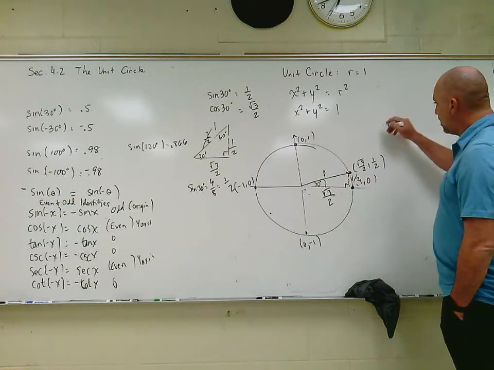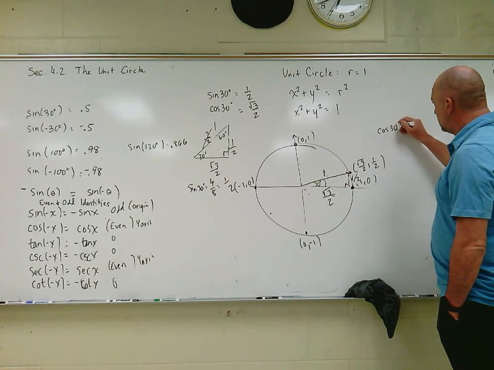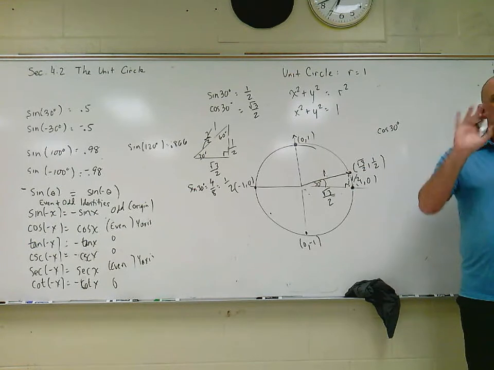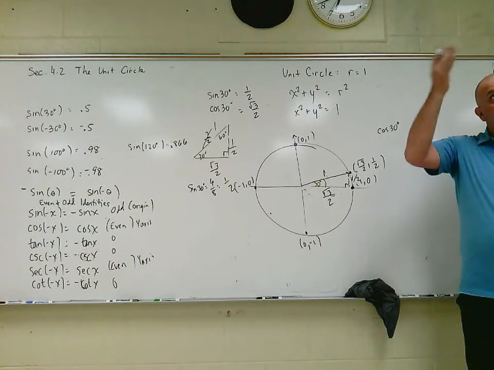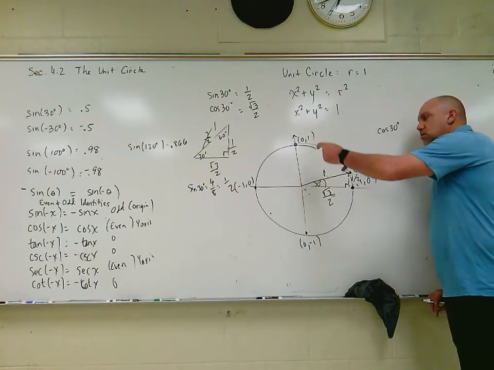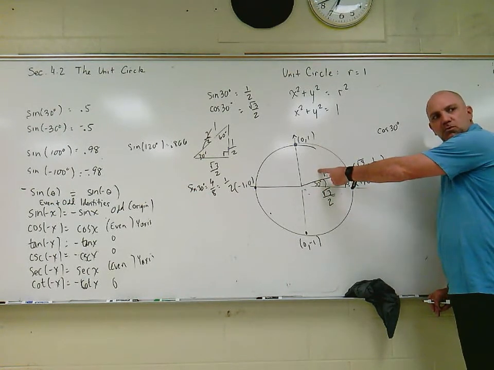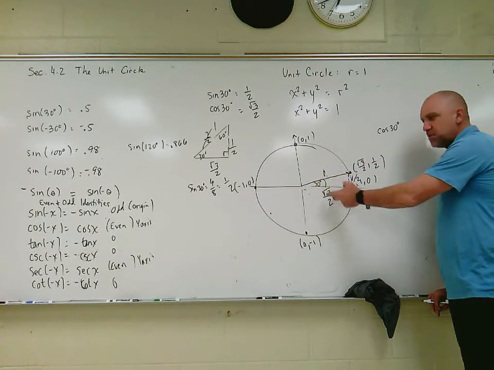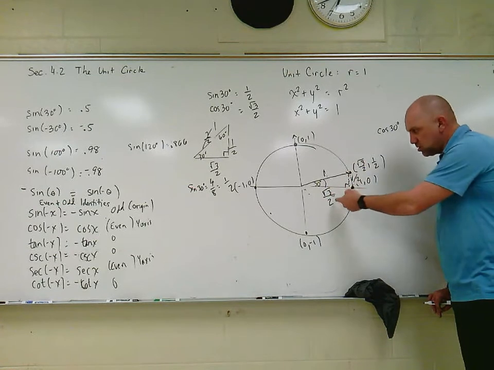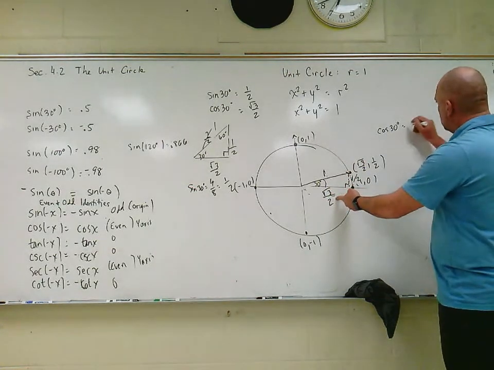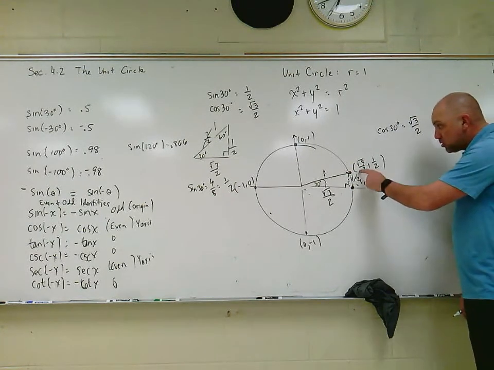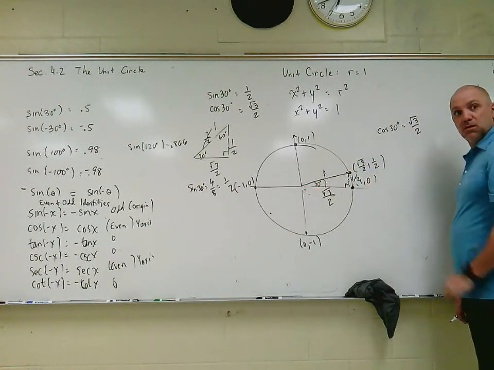If I said find the cosine of 30 degrees, what's the saying? What are you supposed to do? What are the words? Cosine. What over what? Adjacent over hypotenuse. My hypotenuse is 1. So what happens when I divide by 1? Stays the same. So it's just this. Square root of 3 over 2. So the x coordinate is actually my cosine.